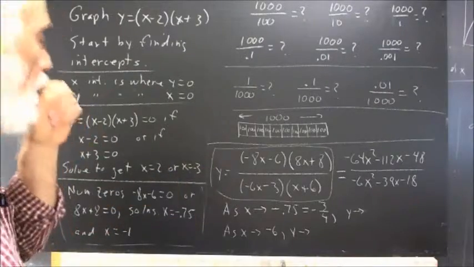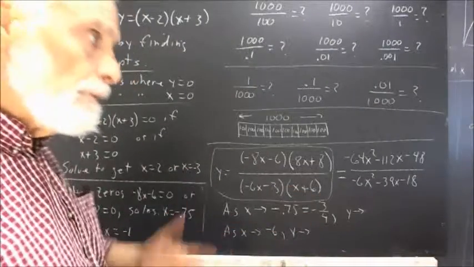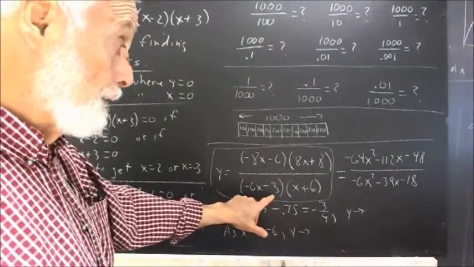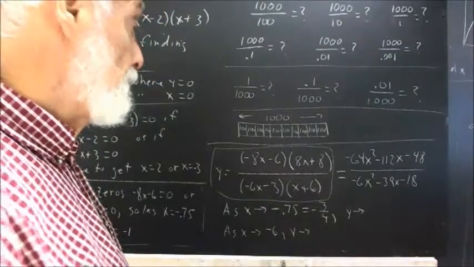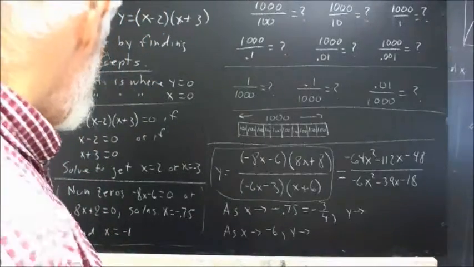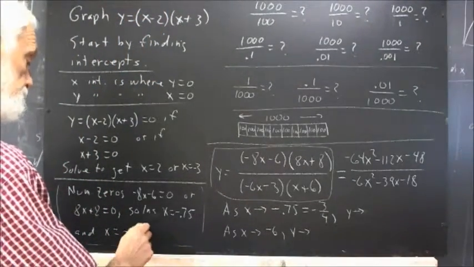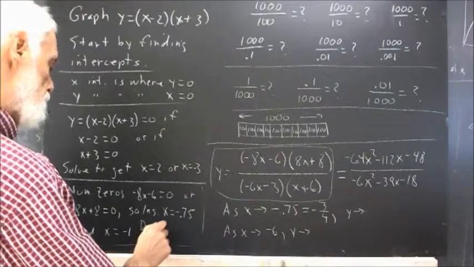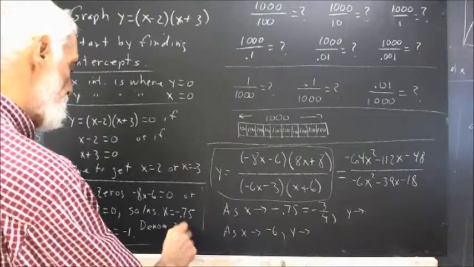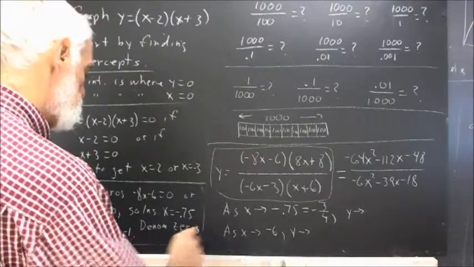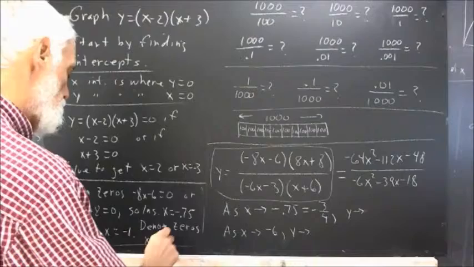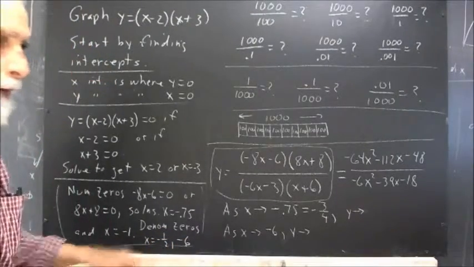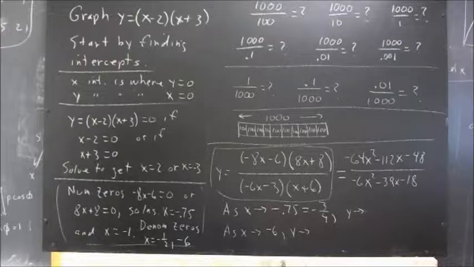The zeros of the denominator are found equally easily. You get x equals -1/2 by setting this equal to 0. X equals -6 by setting this equal to 0. Running out of space here. But it's at x equals -1/2 and -6. Okay?